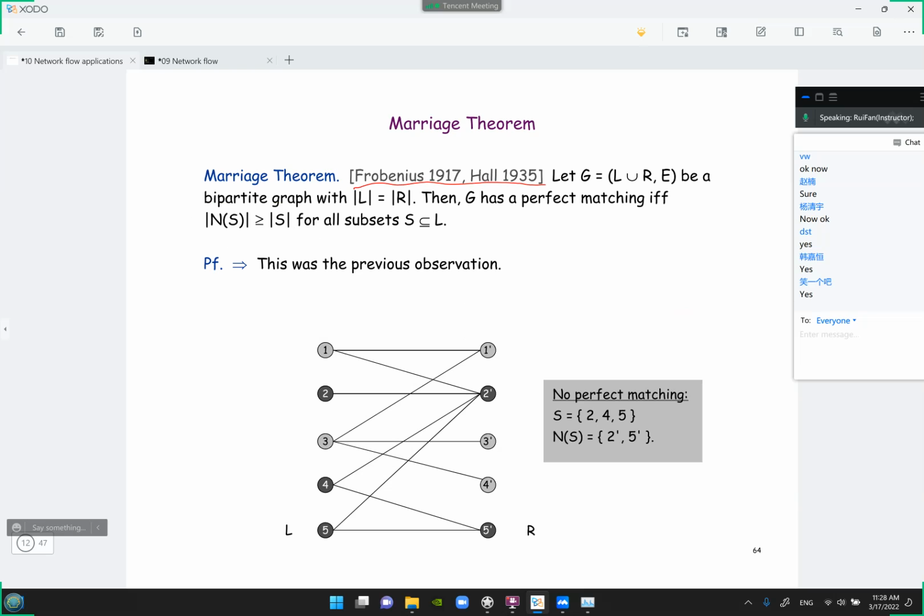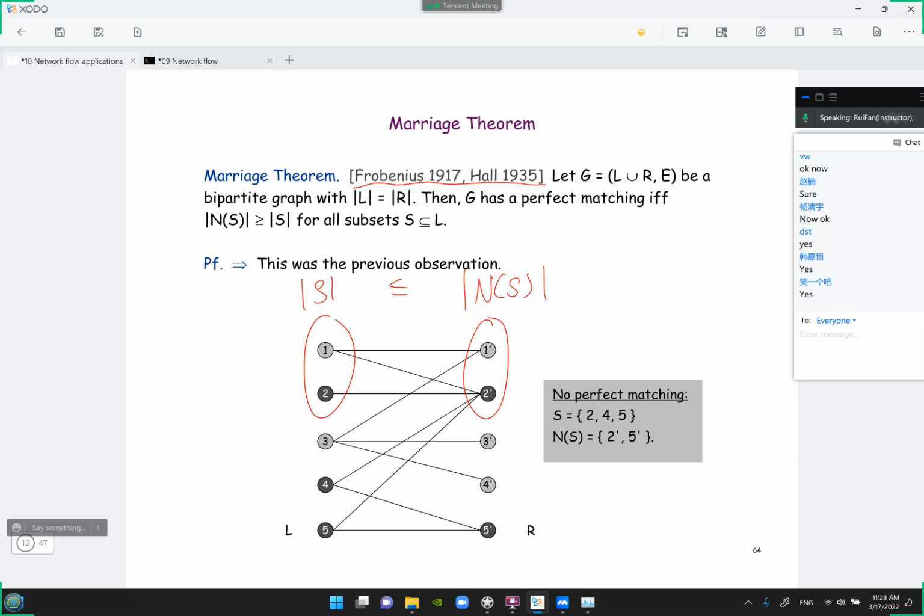What it's saying is that suppose you take a subset of nodes, any subset of nodes on the left. Let's call this S. And then you look at who they are connected to on the right. For example, here, these two nodes are connected to these nodes on the right. So this is going to be the neighbors of S, N of S. And you see that the size of S is at most the size of its neighbor set.